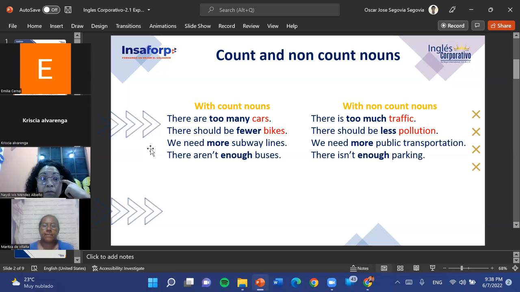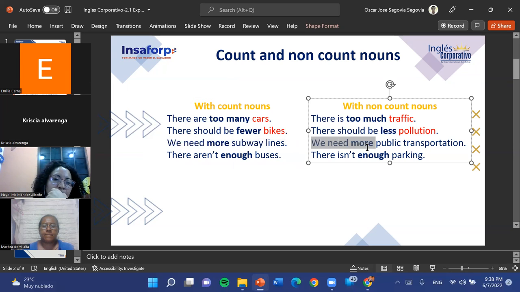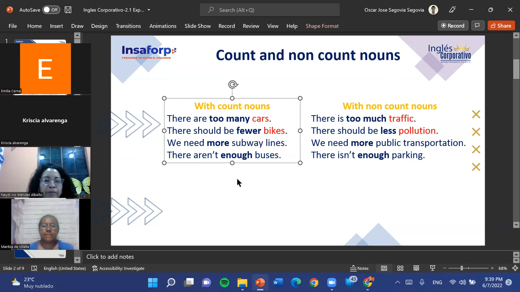Pero bueno, so we need more. Sí, we need more se refiere a que necesitamos más. Y si ustedes se fijan aquí, llegamos a una encrucijada un tanto compleja, porque ambos ejemplos tienen la misma estructura inicial. O sea, no tenemos una forma de poder identificar qué va a ser, ¿verdad?, si es contable o incontable, hasta que llegamos al final de la oración. Por ejemplo, aquí habla acerca de los subway lines.